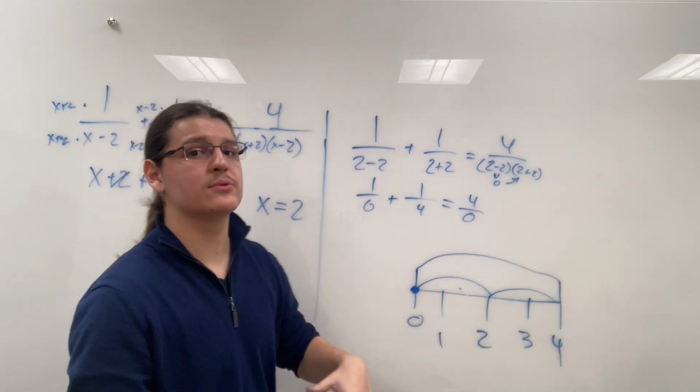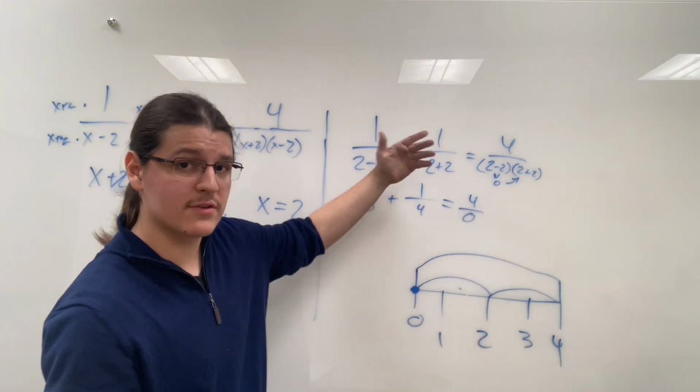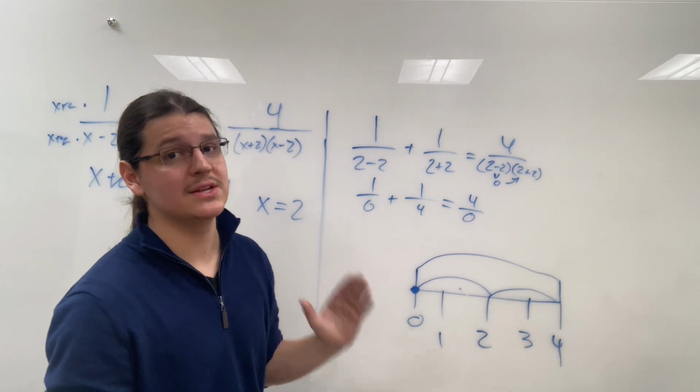So we don't say that there is no solution. We say that this is undefined. If we have a number over 0, it is undefined.